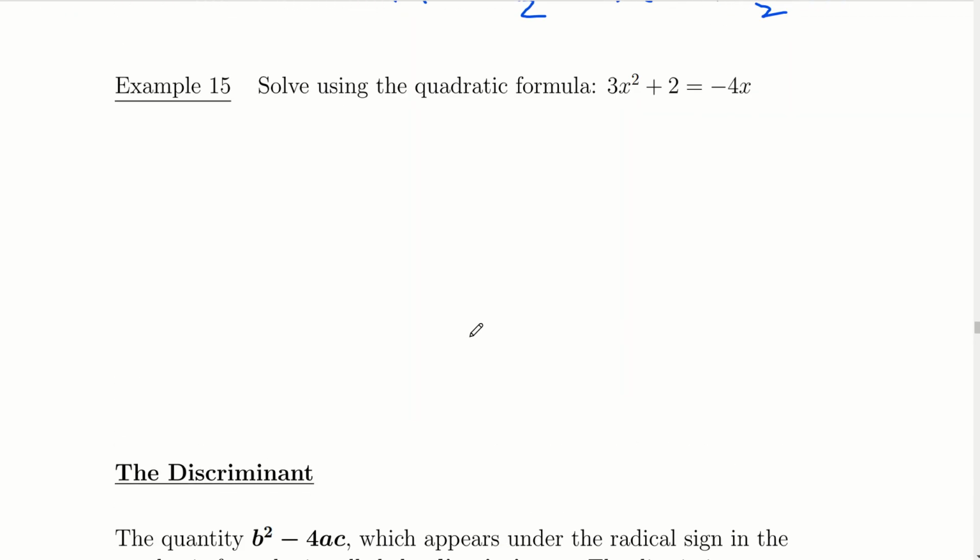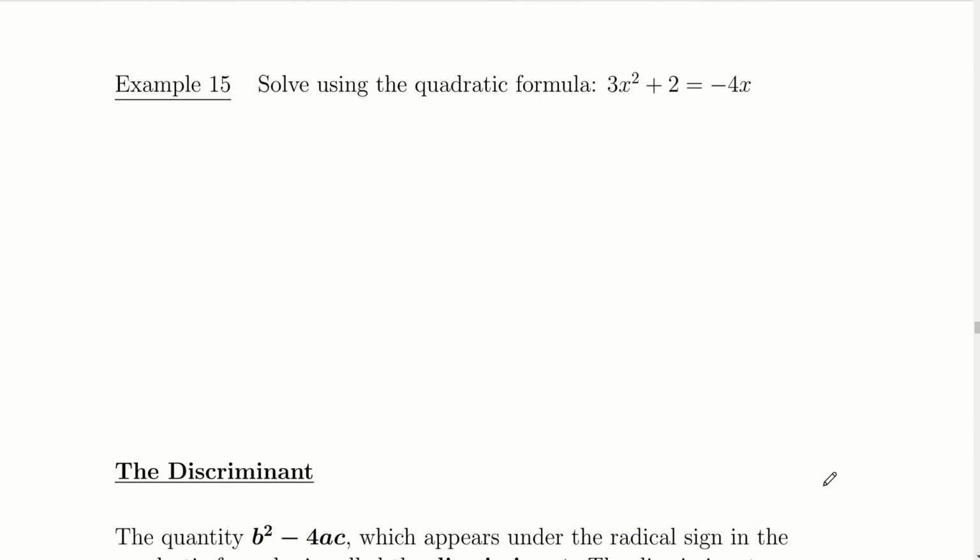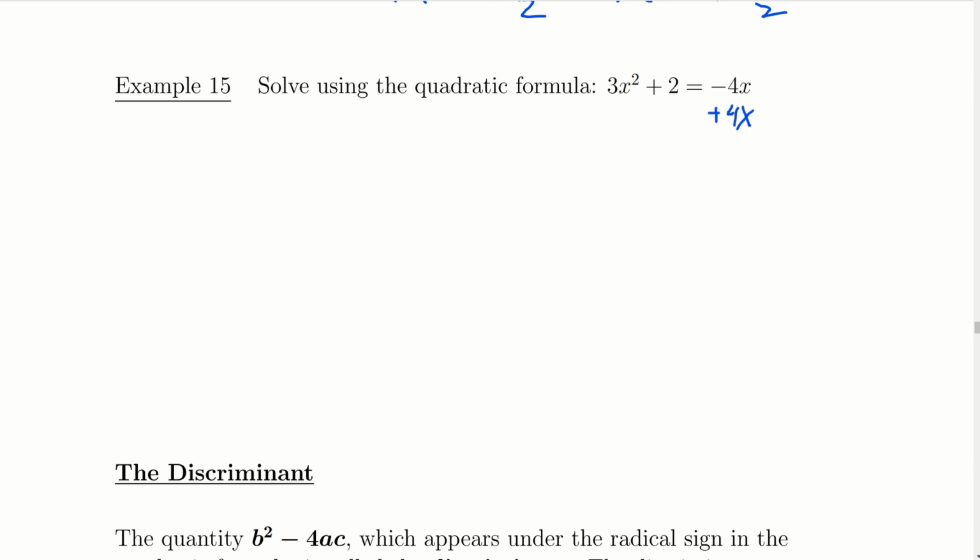Let's solve using the quadratic formula 3x squared plus 2 equals negative 4x. Again, to apply the quadratic formula, we need to have it in standard form first. So we're going to add 4x to both sides. Negative 4x and positive 4x cancel, so the right-hand side would be 0. We have 3 terms on the left-hand side that are not like, so we just list them in order: 3x squared, we have a positive 4x, and then a positive 2.